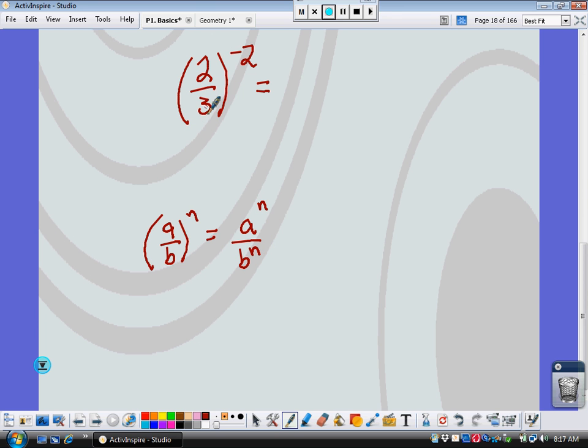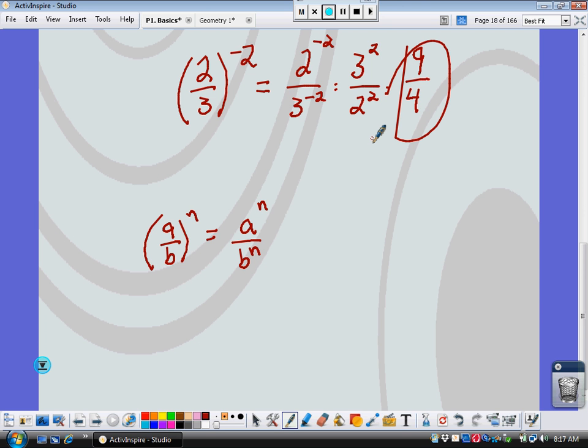Same thing here, 2 over 3 to the negative 2. This is the long way. I could say that's 2 to the negative 2 over 3 to the negative 2. Since they're both negative exponents, this one's on bottom, I've got to bring it to the top to make it positive. This one's on top, I've got to bring it to the bottom to make it positive. So I have now 3 to the positive 2 on top and 2 to the positive 2 on bottom, which would be a 9 and a 4. That's the long way. What's the short way?